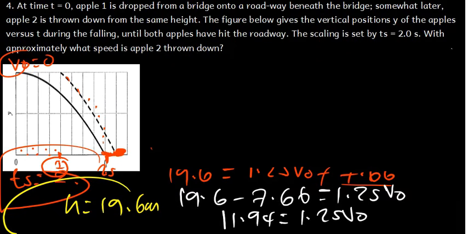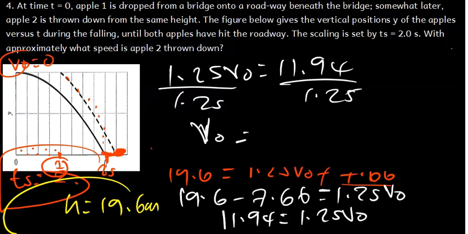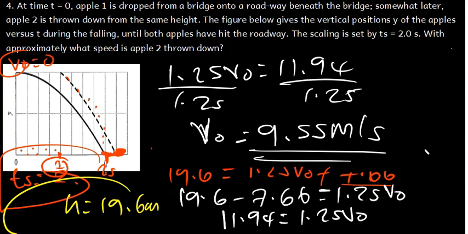We can see that 1.25 v initial will be equal to 11.94. Let's divide both sides by 1.25. So v initial will be equal to 11.94 divided by 1.25. This is giving me 9.55 meters per second. So this is the initial velocity which was used to throw the apple. So this is the answer for this question.